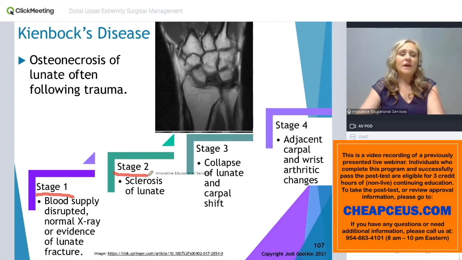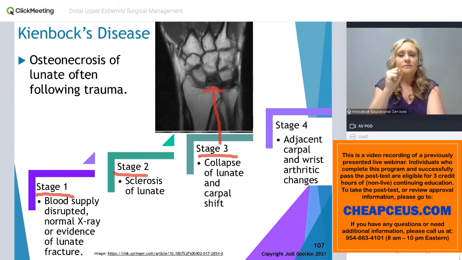Sclerosis of the lunate can happen where it starts to deteriorate and break down from that lack of blood supply. We might start seeing the changes on the CT scan at that point. As it continues to progress, if you look at the scan up here where the lunate should be, we see that it's just a dark space. That lunate actually collapses down as it continues to have less blood supply to it.